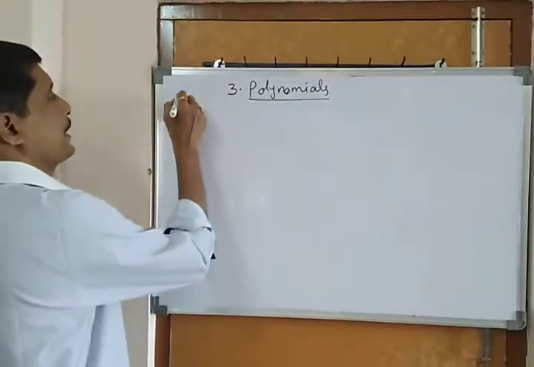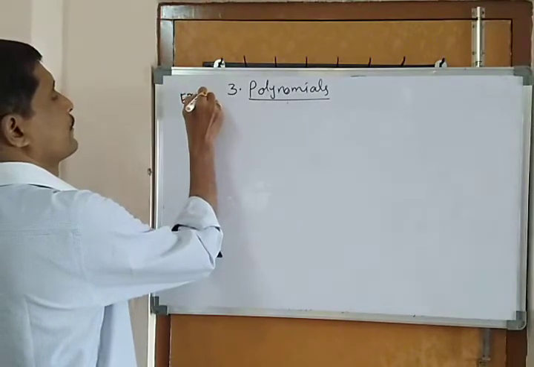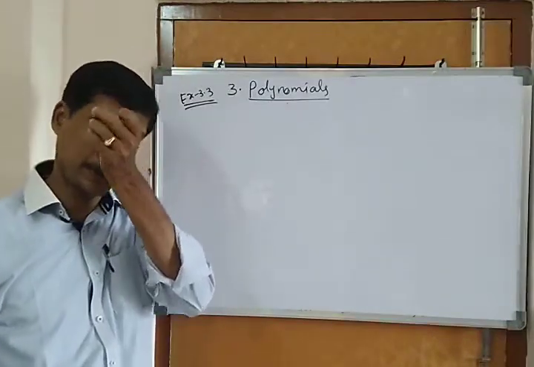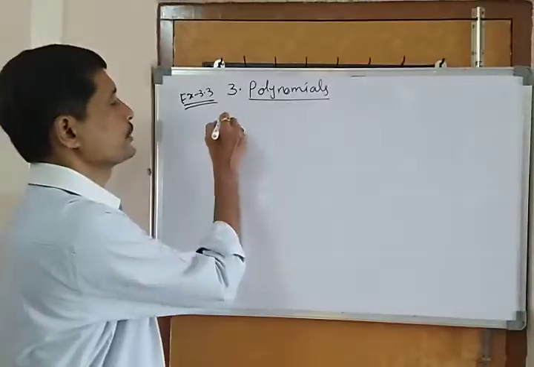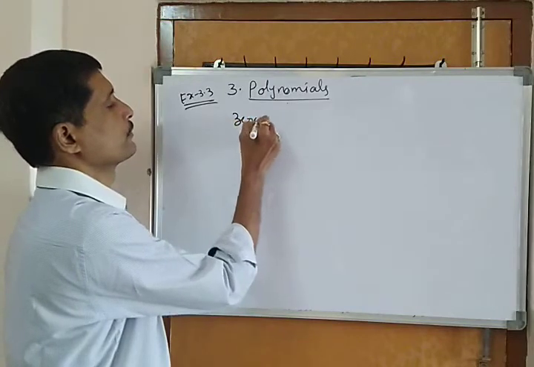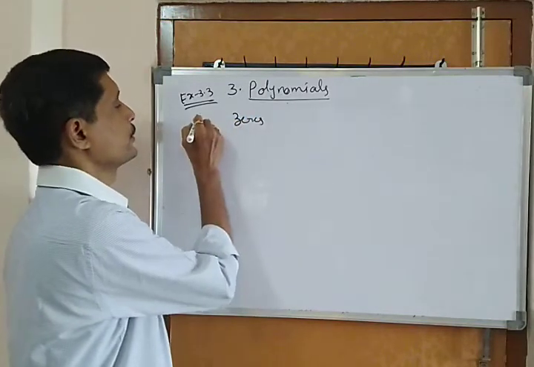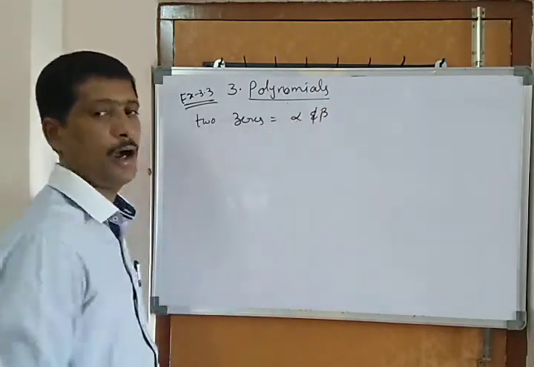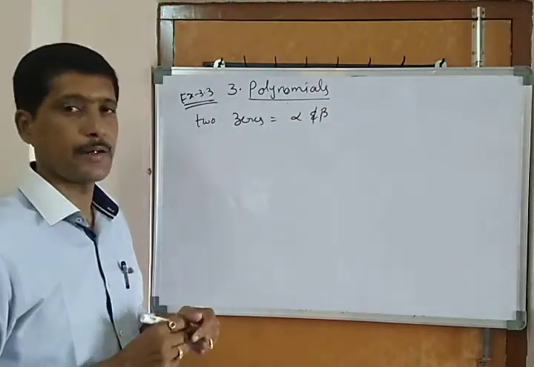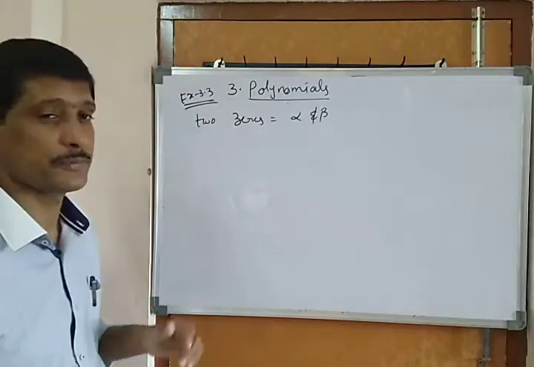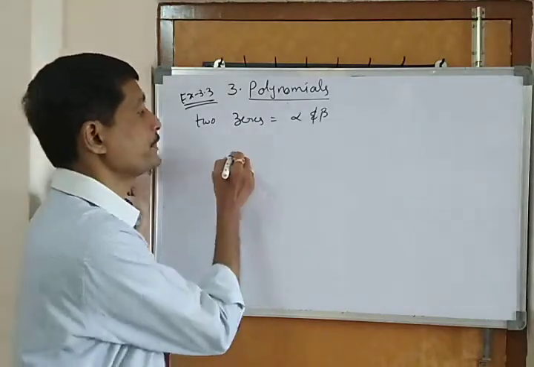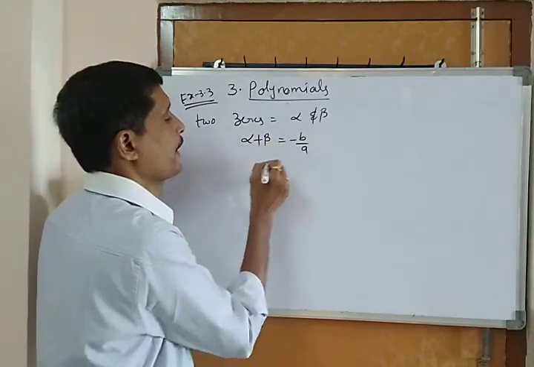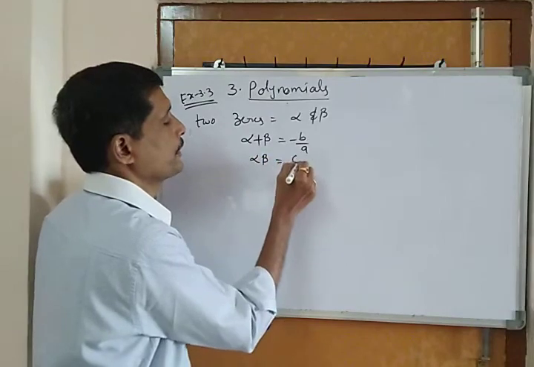Next one, exercise 3.3. Here, find the relation between the zeros and coefficients. Suppose generally 2 zeros are given, named alpha and beta. The relation between the zeros and coefficients: first, the sum of the zeros, alpha plus beta, equals minus b by a. Alpha beta equals c by a.